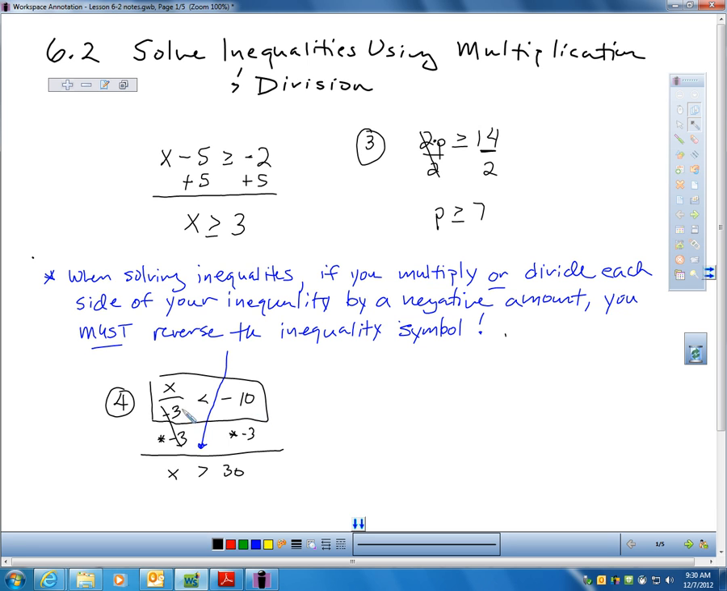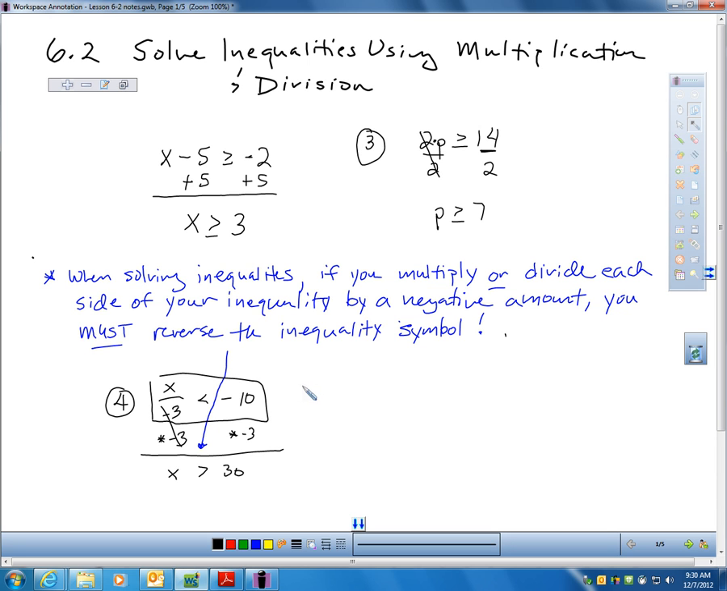Is negative 13 point something less than negative 10? Think about a number line. Is negative 13 point something less than negative 10? And the answer would be yes, it is, because negative 13 is farther left on my number line than negative 10, so yes, it is less. So I actually got to plug a number greater than 30 for x to make this work out to something less than negative 10. Whenever you multiply or divide each side of your equation by a negative amount, you have to flip the inequality symbol. That's probably the main thing of today's video.